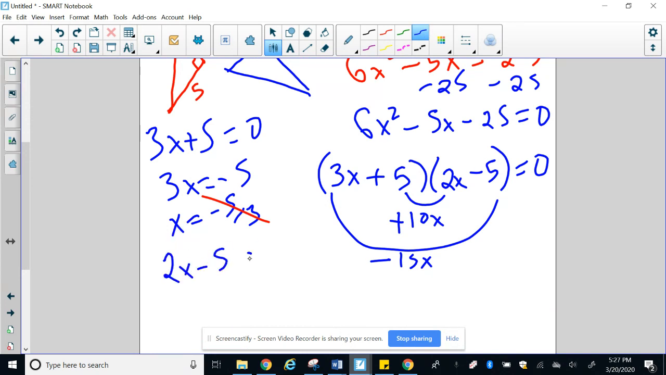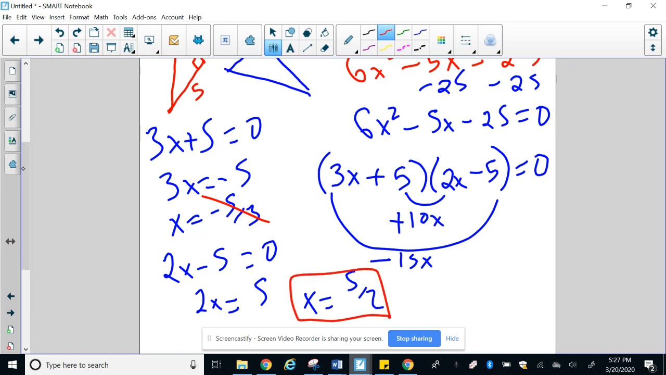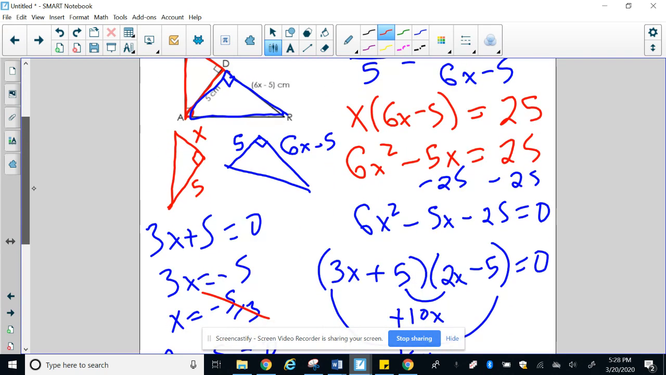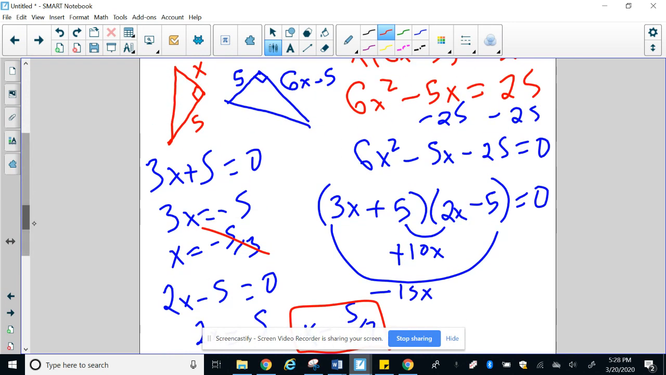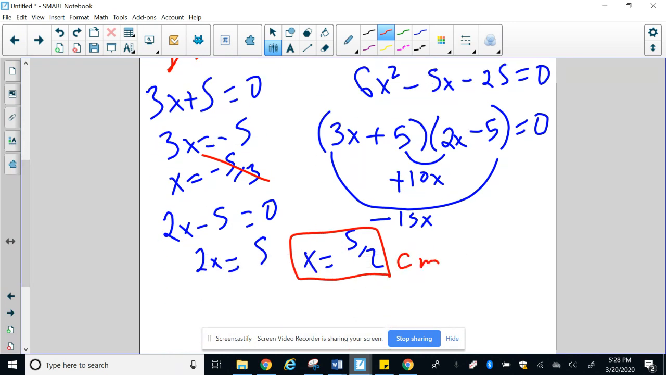Okay, so then we do the other one. 2x minus 5 equals 0. Solve that. 2x equals 5. Divide both sides by 2. x equals 5 over 2. Okay, so that would be our answer. If you want to throw some units on it, it said centimeters. So we could say 5 over 2 centimeters for the side length. Okay, but the value of x would be 5 over 2.